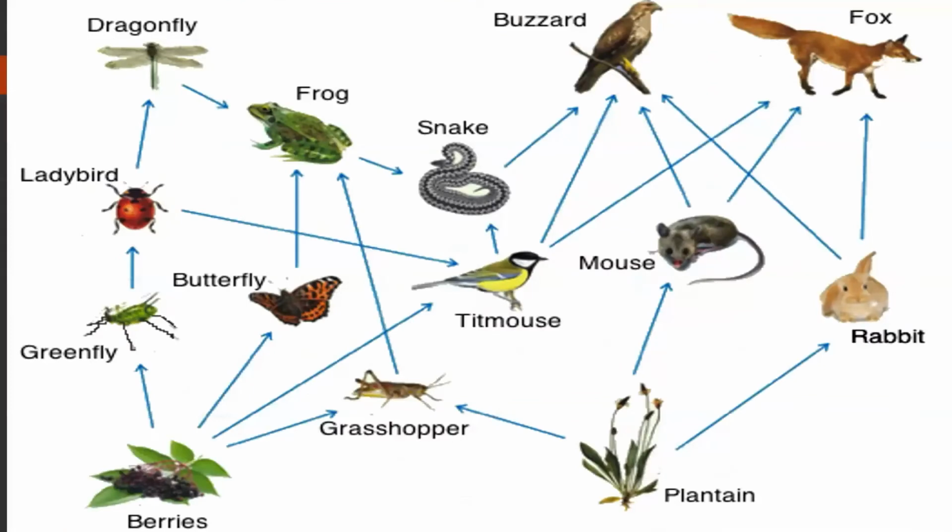In this way, different food chains are connected together to make a food web. In this diagram, you can see this is a complex network of different food chains that are connected together to make a food web.